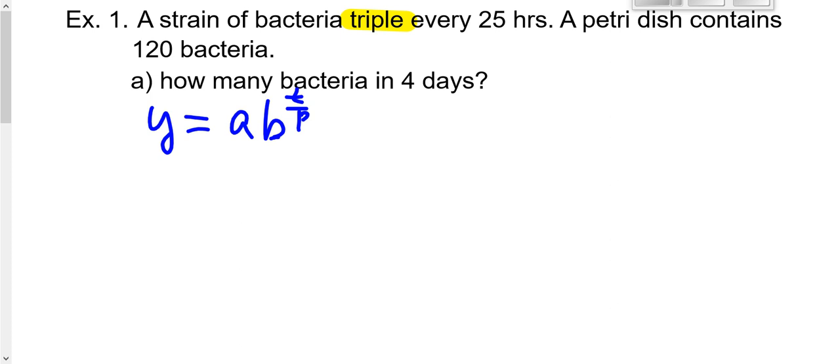So all we have to do is plug the numbers in. And if you look at this, the question is asking how many bacteria in 4 days. So that means we don't know Y. Do we know the initial amount of bacteria? Yes, we do, 120. That's the initial amount. B, what's B? I'll give you a few seconds to think about.